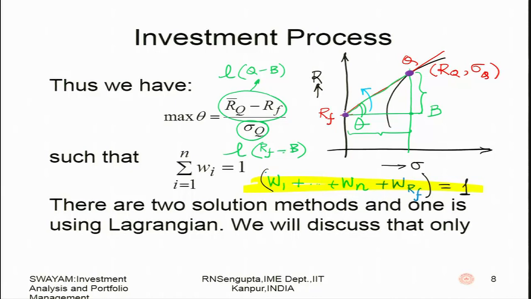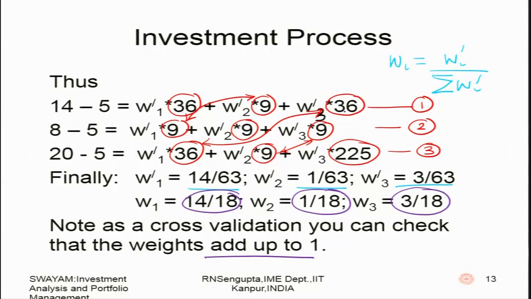Now, you will ask what do I invest? That will depend on your risk-return profile. If you want to invest all your money in Q, you will invest in that proportion as found, W1, W2, W3. If you want to invest everything in RF, put everything in the bank at 5%. If you want to apportion your money, say you have 100 rupees, 50 rupees in the bank and 50 rupees in Q, and the proportion of that 50 rupees you invest in Q has already been found by these ratios, 14 by 18, 1 by 18 and 3 by 18. So, out of that 50 rupees you will invest in this proportion.